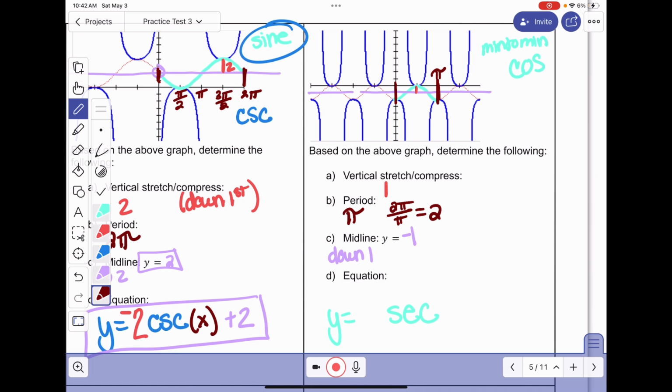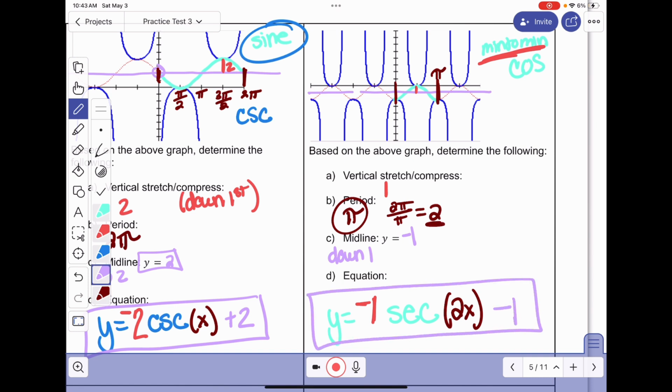So we said secant. We said our vertical compression was 1, but we went minimum to minimum, so that makes it negative. Our period changed. Our period was pi, so we need to put a 2 in there with our x. That's what we found right here. And then we stick our midline at the end, and that's the equation.